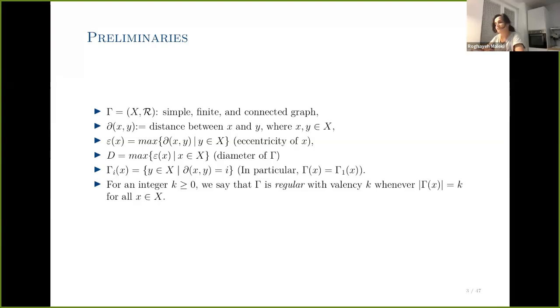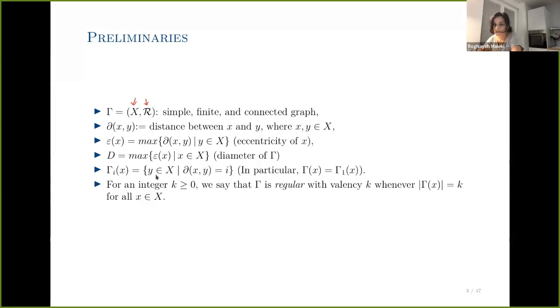Let me start with some preliminaries. First of all, we assume that our graph Gamma is simple, finite, and connected with vertex set X and edge set R, and partial of xy is the distance between two vertices of the graph. The eccentricity of x is the maximal distance between x and y for vertices y in the graph. We define the diameter of the graph to be the maximal eccentricity of x for any x that we take in the vertex set X.